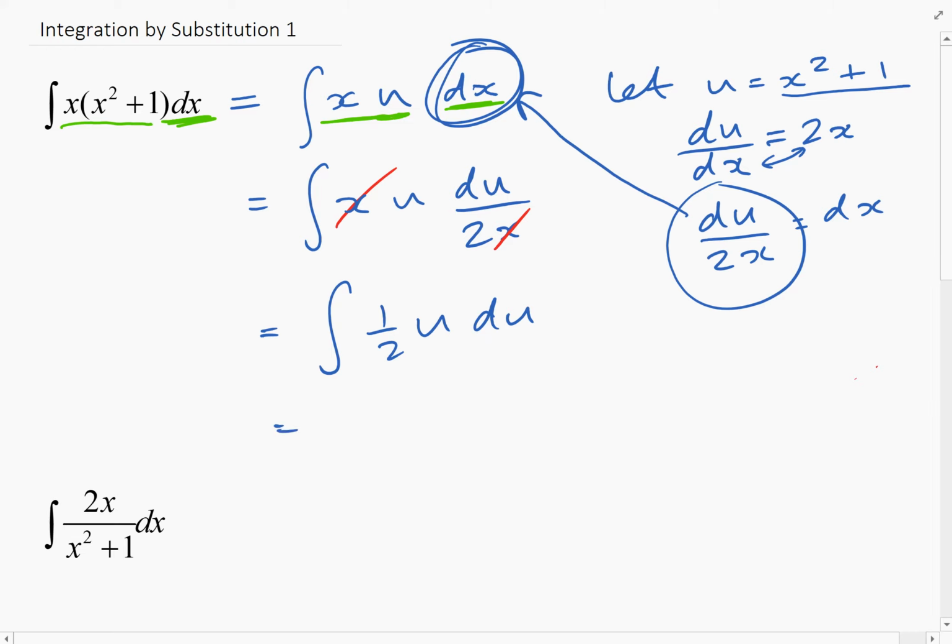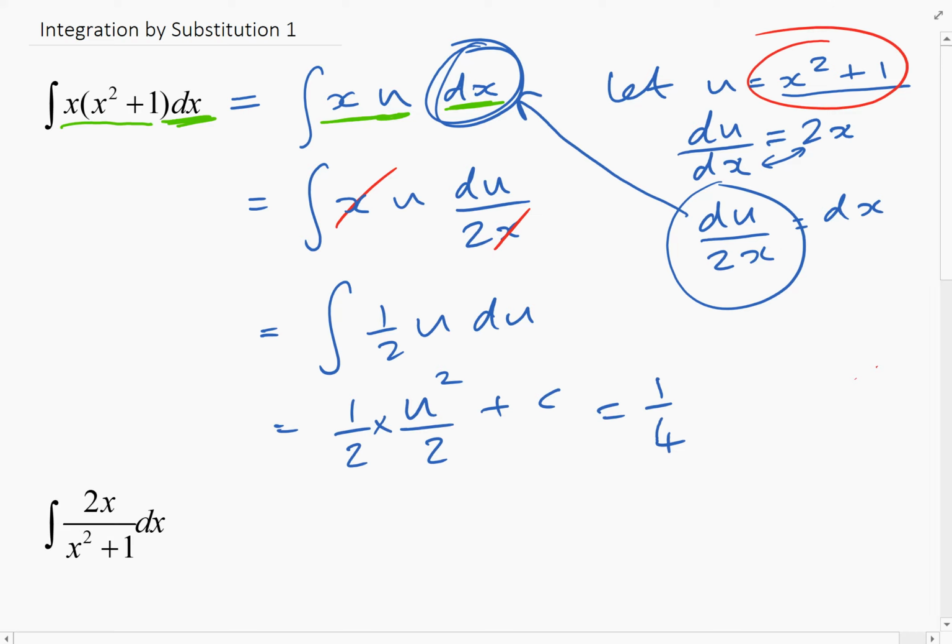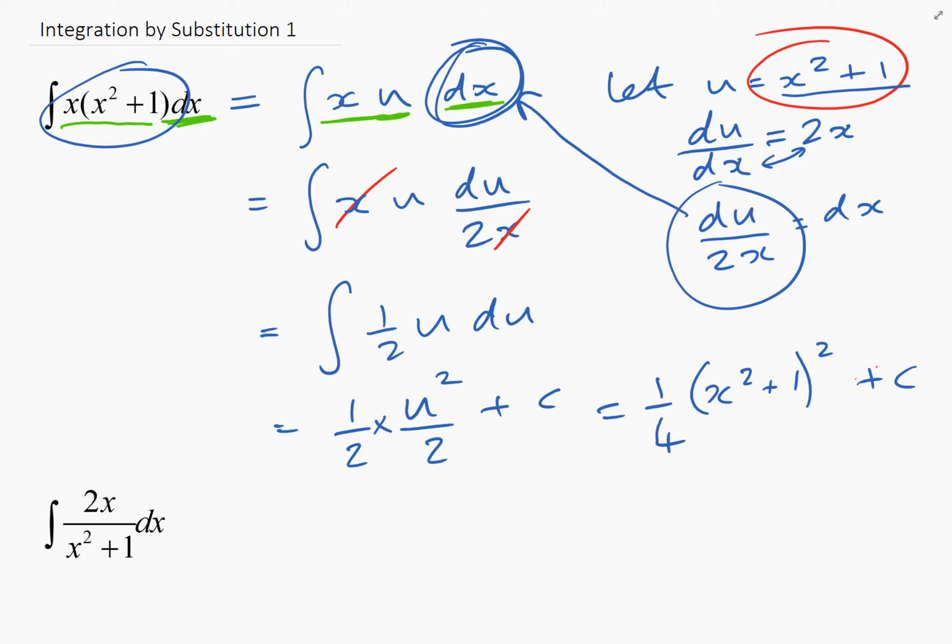So you just integrate u as usual. You add 1 to the power, divide by your new power. Still got a half at the front there, and you need to put a plus c down. So the final answer, if we deal with the twos, you're going to get a quarter u squared, but instead of u, you need to replace u with what we actually used for the substitution. So instead of u squared, we're going to have x squared plus 1 all squared plus c. So that is the answer to that question. The original question had all x's in, so it's important you make sure the final answer is in terms of x and there's no u's in your final answer.